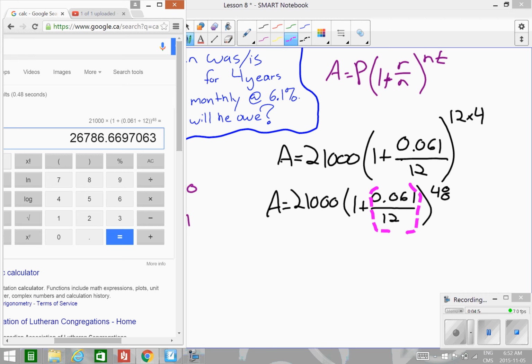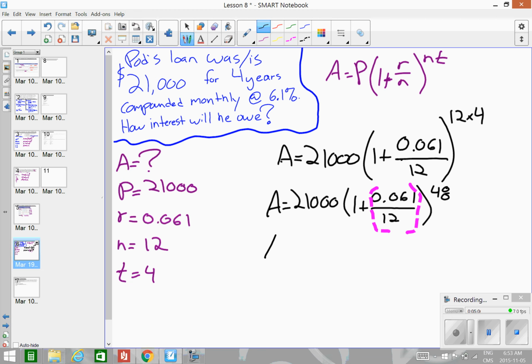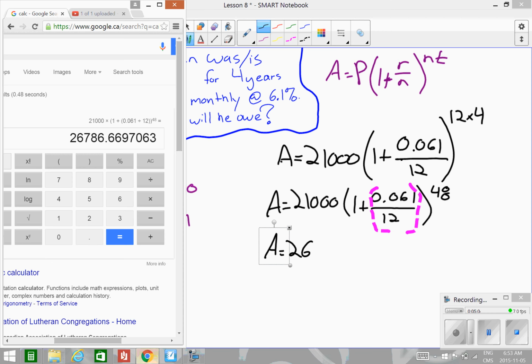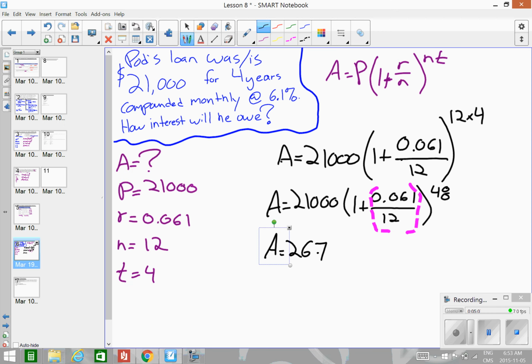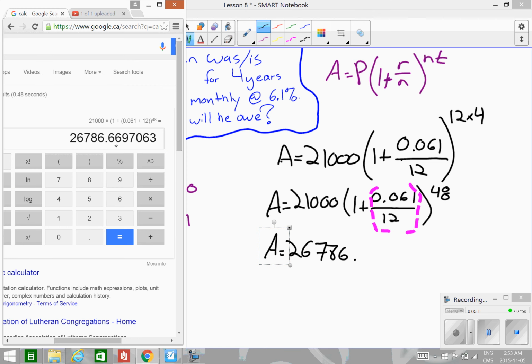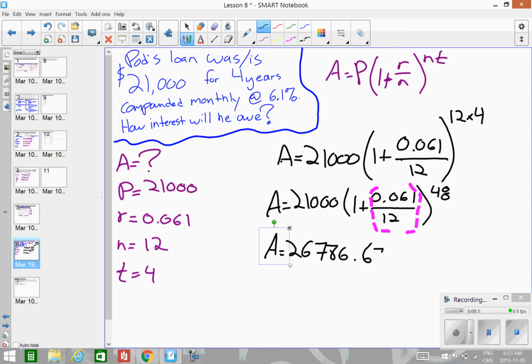Whoa, okay. My total amount at the end is going to be $26,786 and 67 cents. All right, but that's not my total amount of interest. I'm looking for interest. This is my total amount.